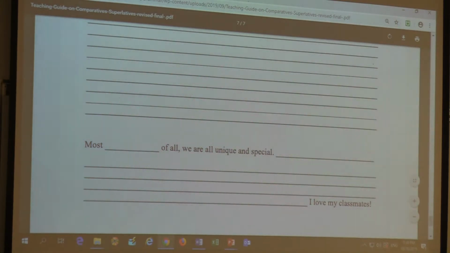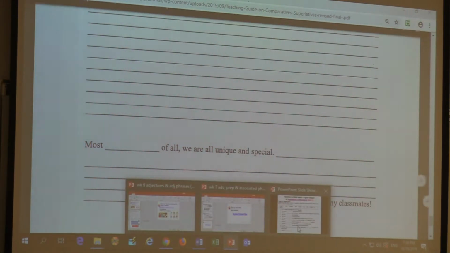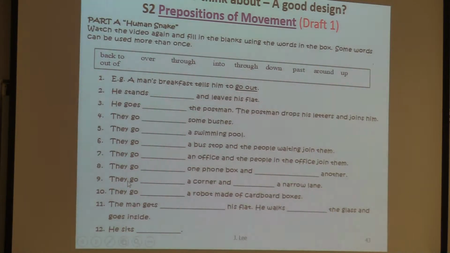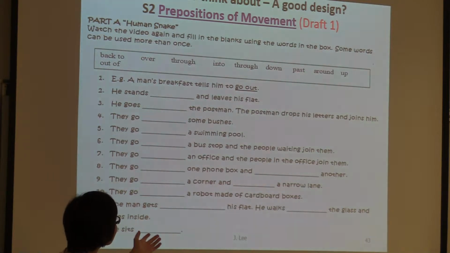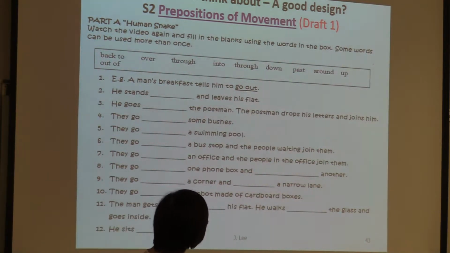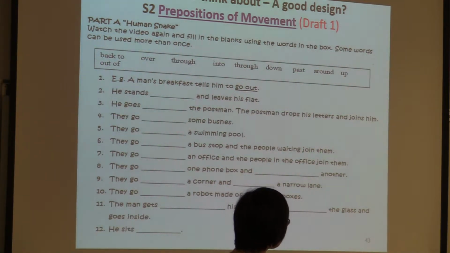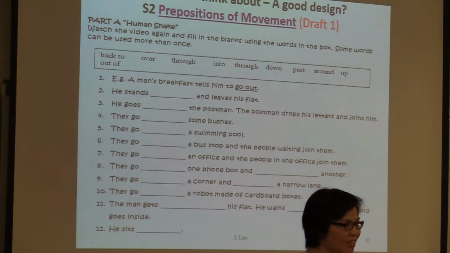Okay, what do you think about this? Showing the video and then asking the students to complete these blanks. He stands what? And leaves his flat. He goes what? The postman. And the postman drops his letters and joins him. They go what? Some bushes.